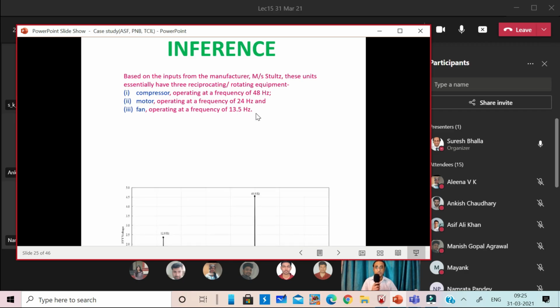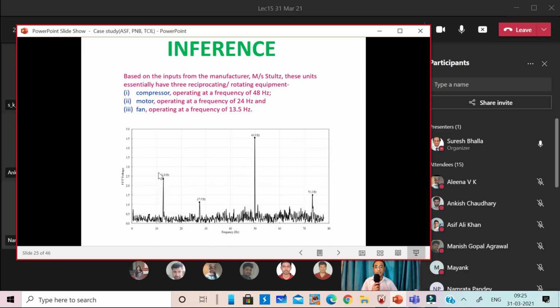And from the measurement, we could very easily correlate these frequencies, because we found the peaks which are very close to these frequencies of 13.5 hertz, 24 hertz, and 48 hertz. So these disturbing signals were detected in the building, so we could very easily point out the source. The source was the compressor, the motor, and the fan.